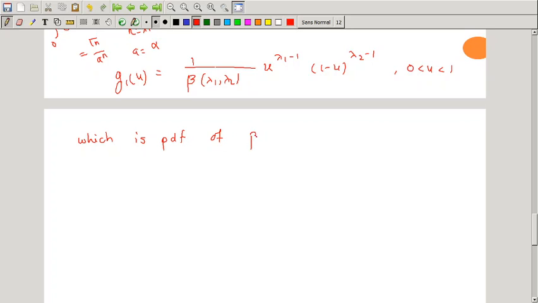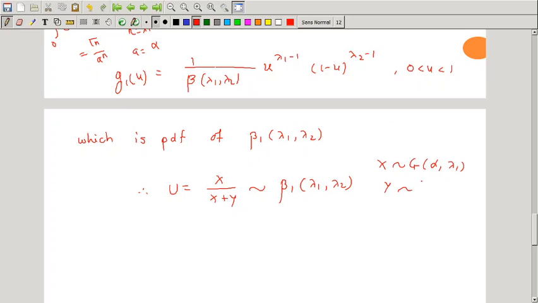Which is the PDF of the beta distribution of the first kind with parameters lambda 1 and lambda 2. Therefore u is equal to x upon x plus y has a beta distribution of the first kind with parameters lambda 1 and lambda 2, where x has a gamma distribution with parameters alpha and lambda 1, y has a gamma distribution with parameters alpha and lambda 2, and both x and y are independent. Then x upon x plus y is beta first kind with parameters lambda 1 and lambda 2.